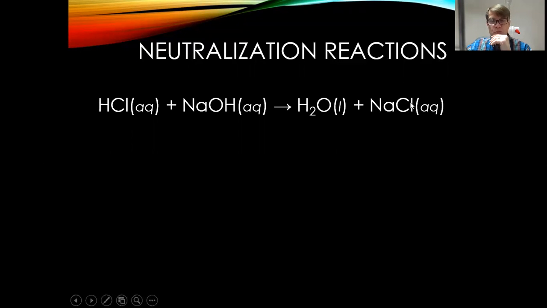So if we take this most basic of neutralization reactions: hydrochloric acid in solution, aqueous sodium hydroxide in solution. If you drip, drip, drip these until they're equal, then we end up with water, because the hydrogen pairs up with the hydroxide. HOH is H2O.